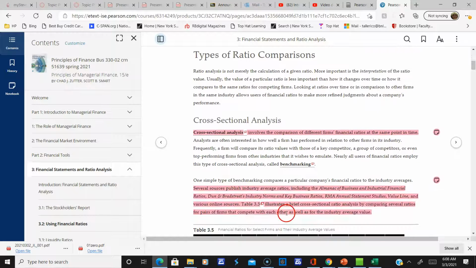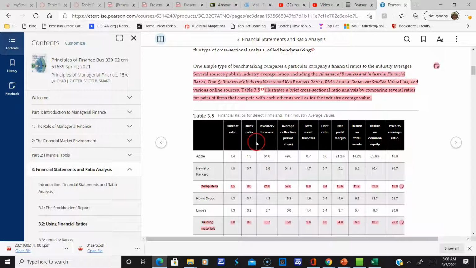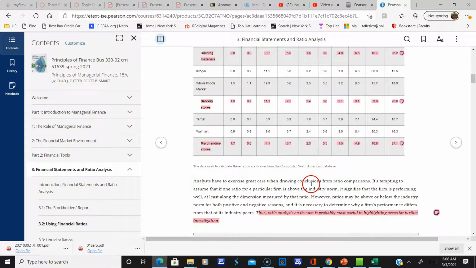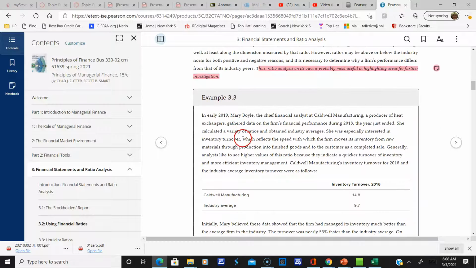All right, so there's a couple of different analyses. There's cross-sectional analysis. It's comparison of different firms' ratios at the same point in time. And you can see there's a lot of different sources that publish ratios here. And there's industry averages. Everyone can see that, right? Here's the different averages. I kind of highlighted that. Ratio analysis on its own is probably most useful in highlighting areas for further investigation. And that's where people look. What's going on, good or bad, right?